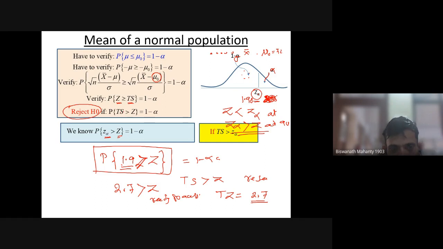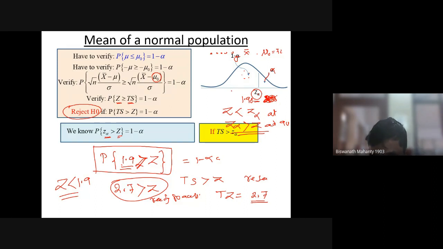And now I am verifying if 2.7 is greater than Z. Is it possible? Because Z I am finding most of the time is less than 1.9. And 2.7 is greater than Z, this I have to validate. What do you think? Is it rejected or accepted? Anyone can comment? Rejected, sir.